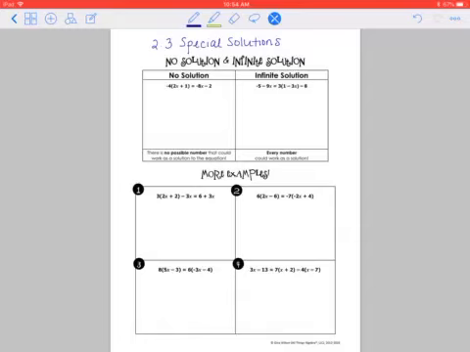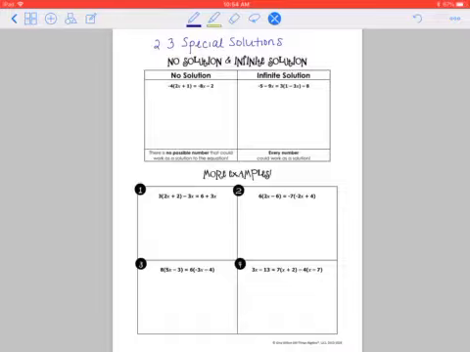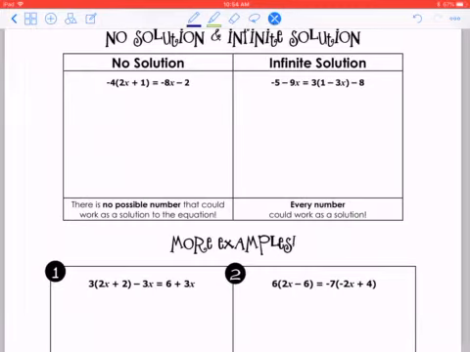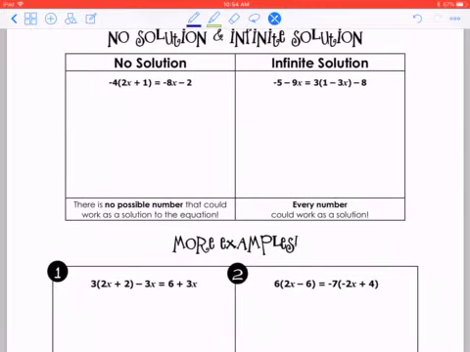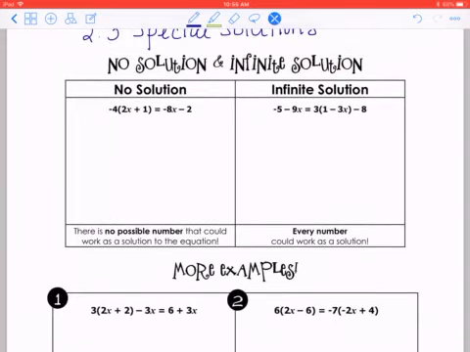Hi, how's it going? Today we're going to work on 2.3, special solutions, and basically special things happen with our variables in terms of them canceling out. So we're going to solve these using the distributive property, combine our like terms, get variables to one side potentially, and then try solving. When we solve, we're either going to get an answer like we have been, maybe no solution, which means there's no answer that will make the solution possible, or infinite solutions, which means every number could work, possibly. So let's jump into examples, and I can show you what I mean.